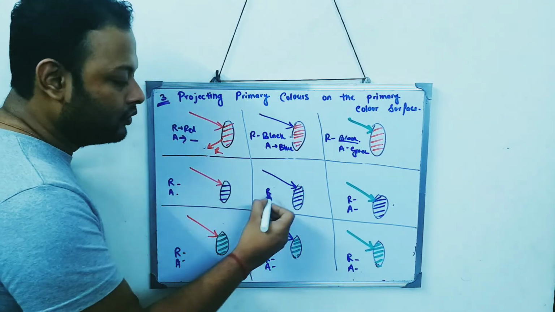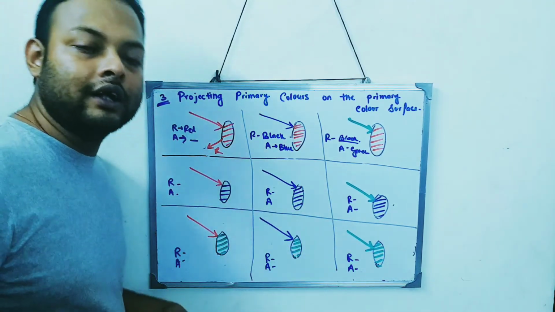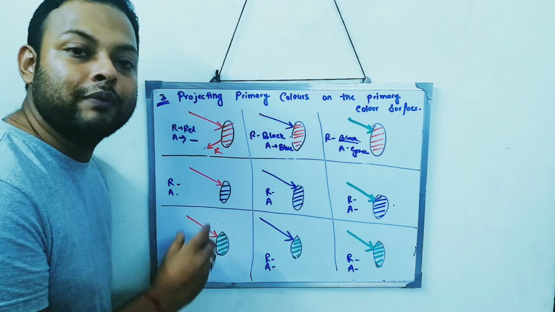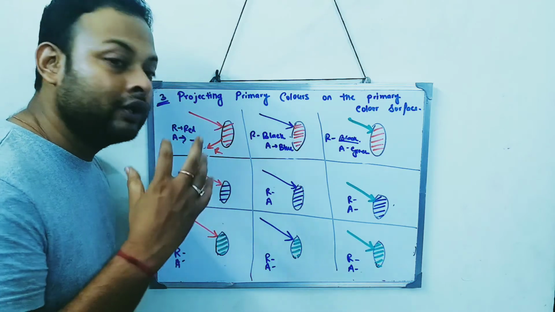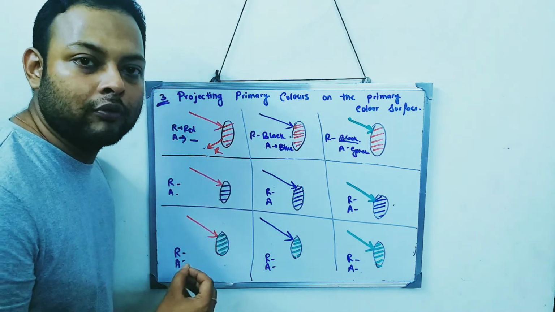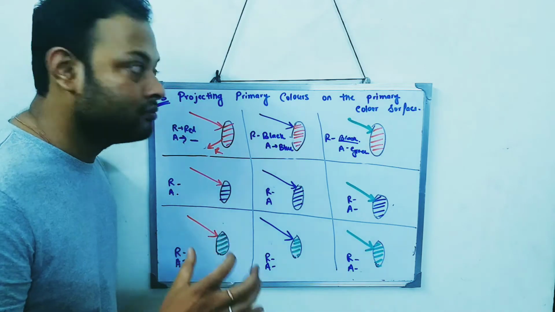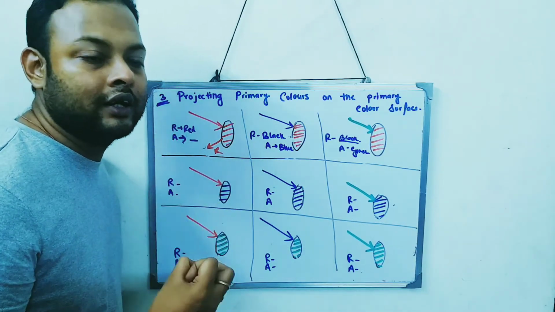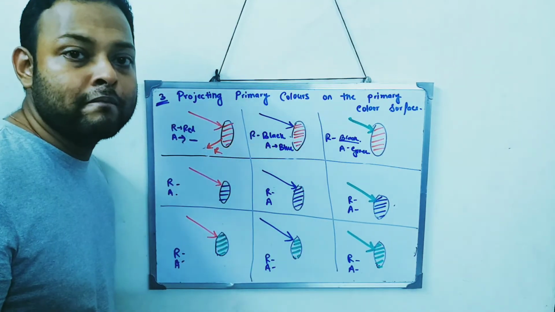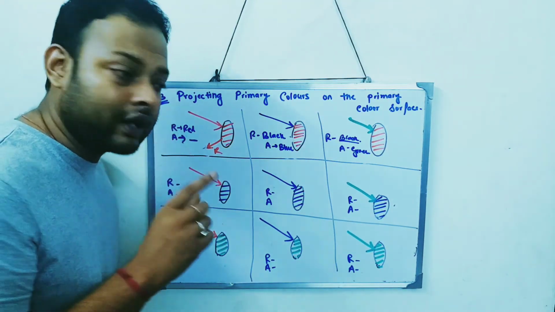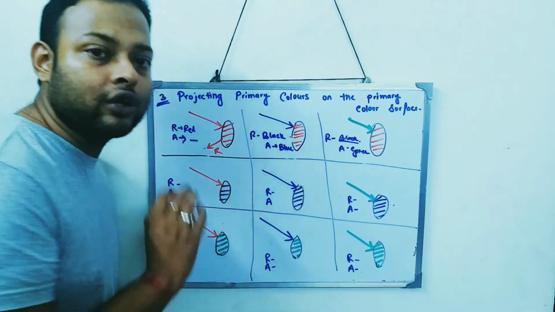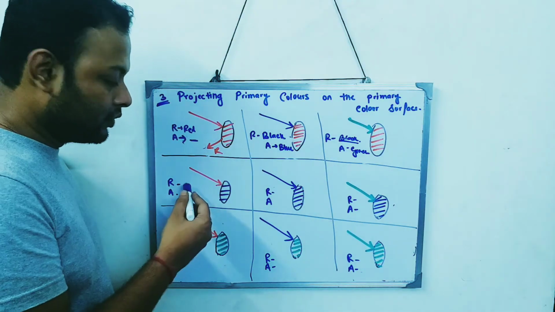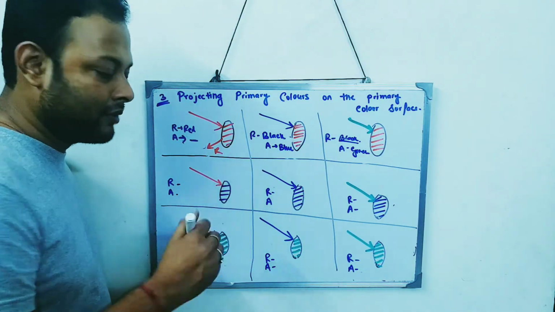Now I will tell you to pause the video right now and try to solve these 6 diagrams by yourself, and see whether your answer and my answer match or not. That is how your concept about color subtraction will become clearer and clearer. So try to pause the video. Have you paused it? Try to solve this by yourself. Okay, now you check your answer with my answer.